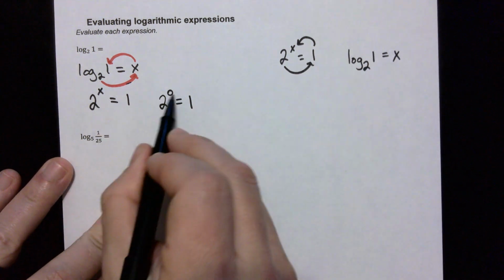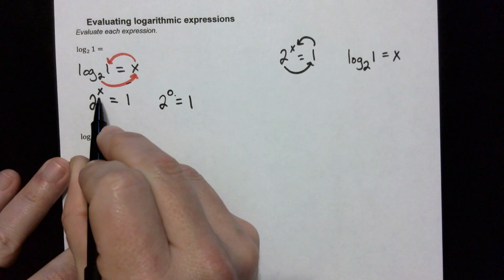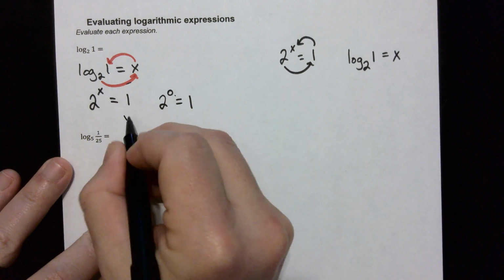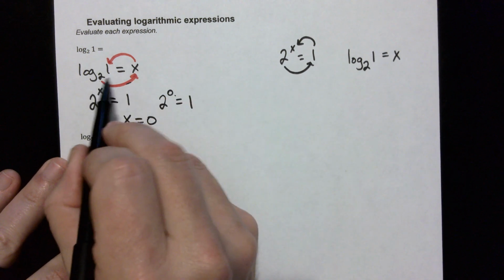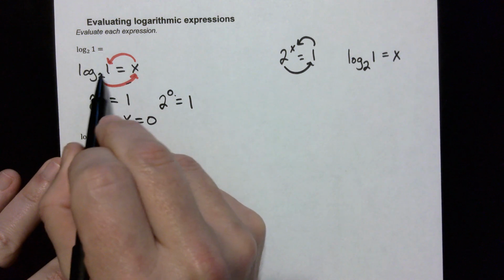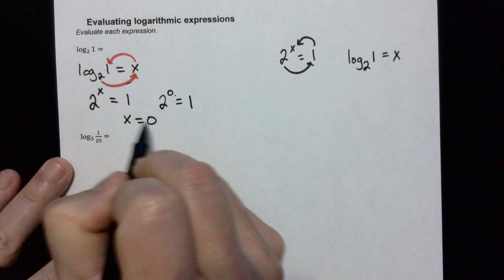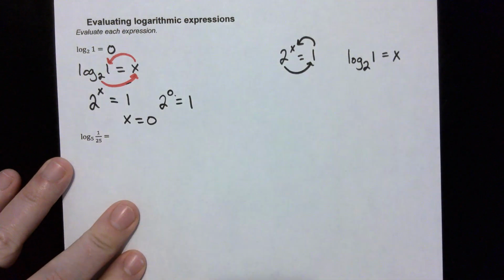So we know what x is, right? Since 2 to the 0 power is equal to 1, and x is in the exponent, then x is equal to 0. Remember, we set the logarithm equal to x. Since this is equal to x and this is equal to x, these two things have to be equal. So my answer here is 0.